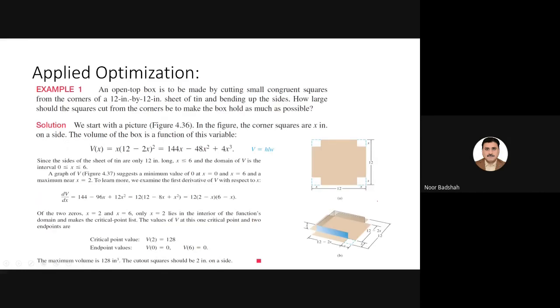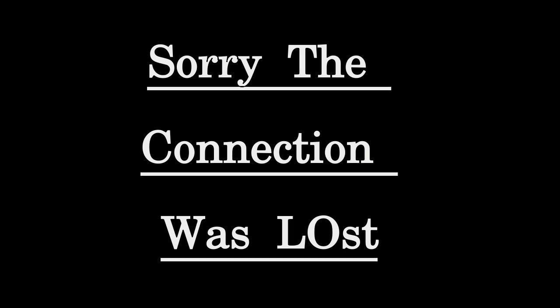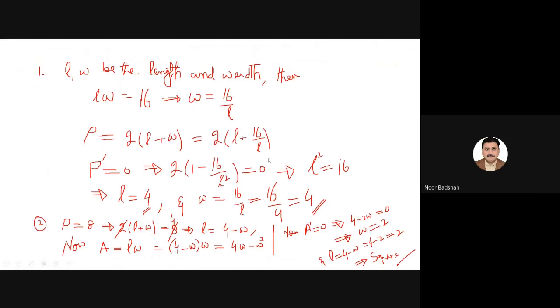Okay, now we come towards applied optimization problems. The concept is exactly the same, right? The only difference is you would first find the function for the given shape or जो भी कह रहे हैं, आपने optimal values find करनी है. Example one is saying an open top box is to be made by cutting small congruent squares from a 12x12 sheet and then bending up the sides. How large should the squares cut from the corners be? Okay, so that's question number one of the book.